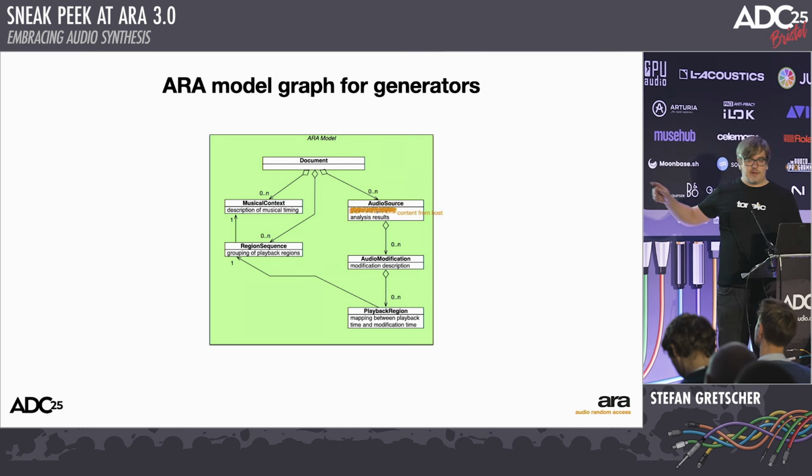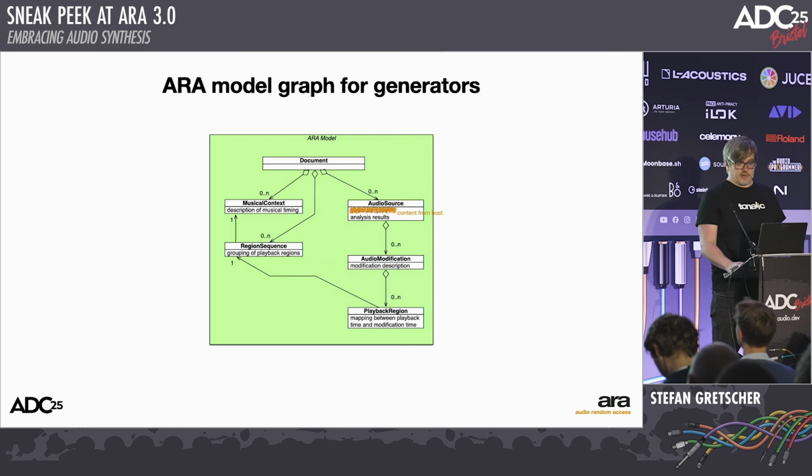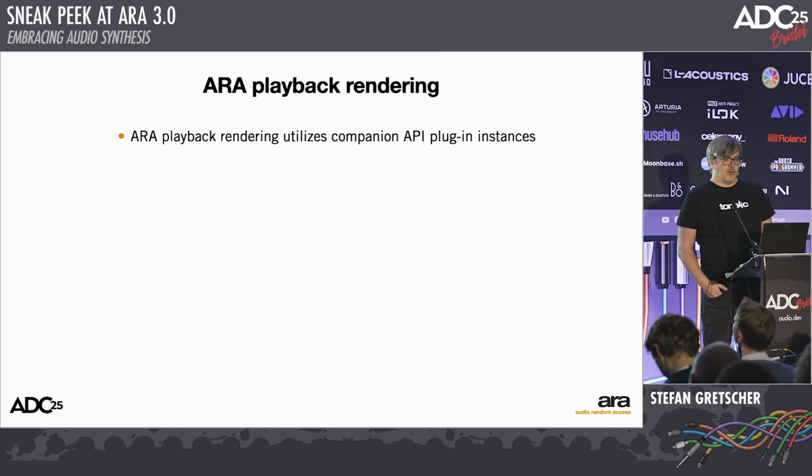We only need an API for the plugin to indicate that it can work as a generator, that it doesn't need audio samples as input. And it also should indicate to the host what the content types are that we need to control the synthesis.